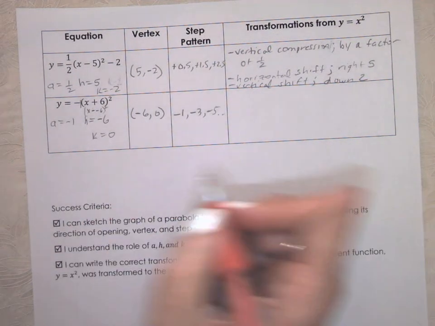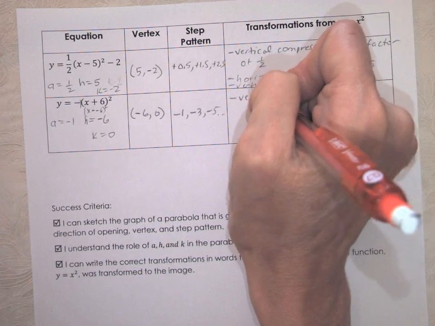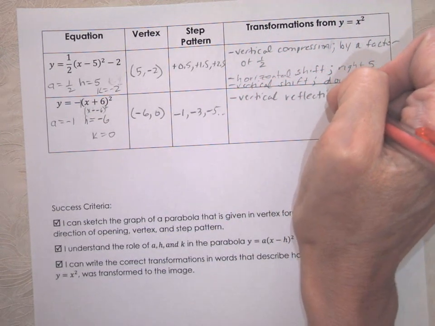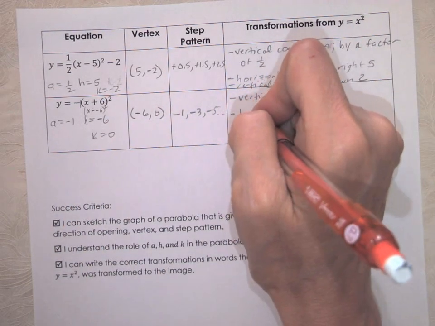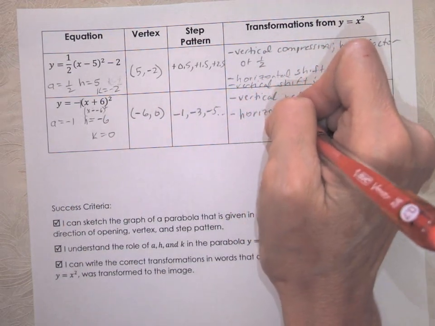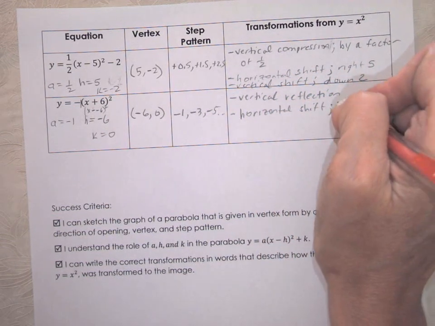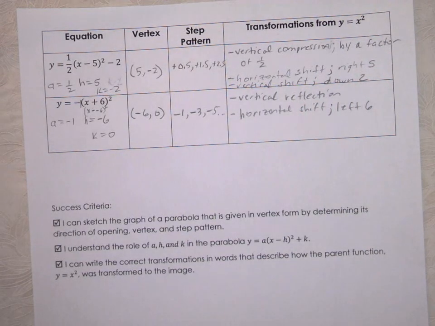And that's going to lead to 2 transformations. So we have a vertical reflection. And we've got our horizontal shift, and it's left 6. And again, we can just check that quickly on Desmos.